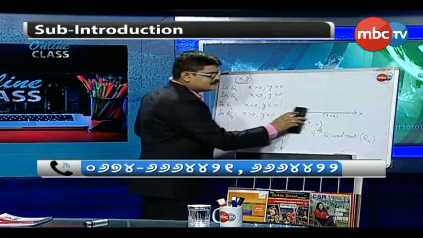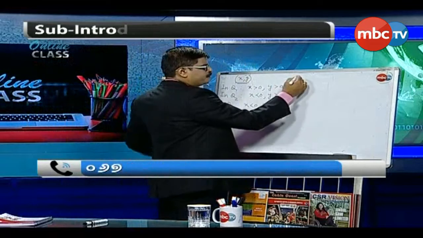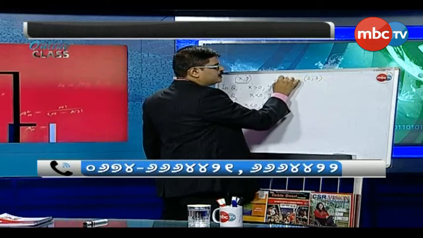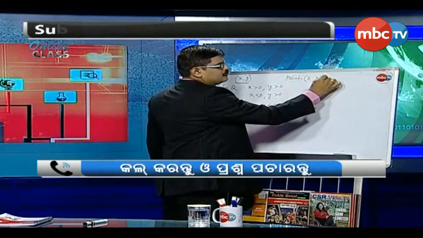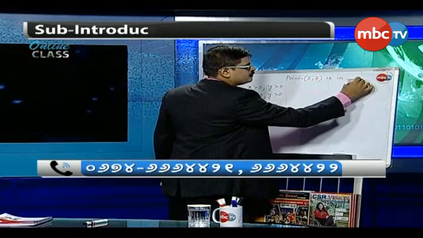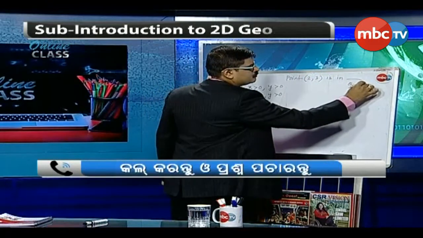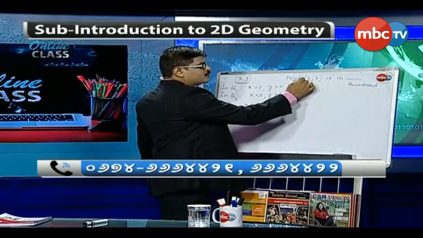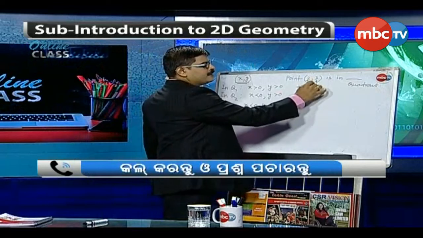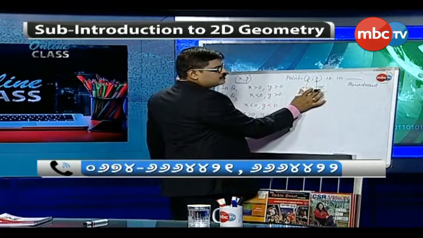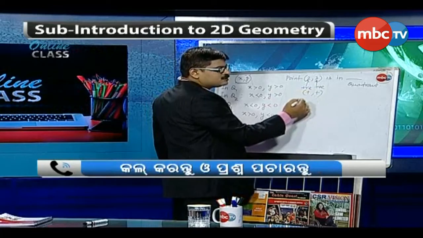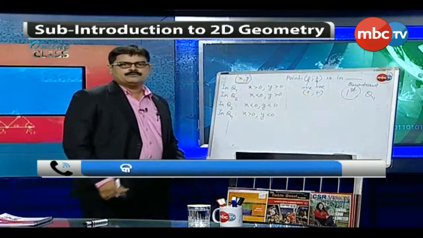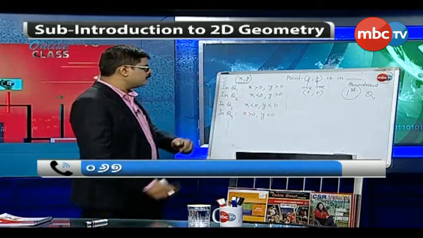If this is the case, now tell me, say the point is (2, 3). Point (2, 3) is in which quadrant? We can see that the x coordinate is positive, the y coordinate is positive. So, it is of the form plus plus. Now, plus plus means it is in the first quadrant or Q1.